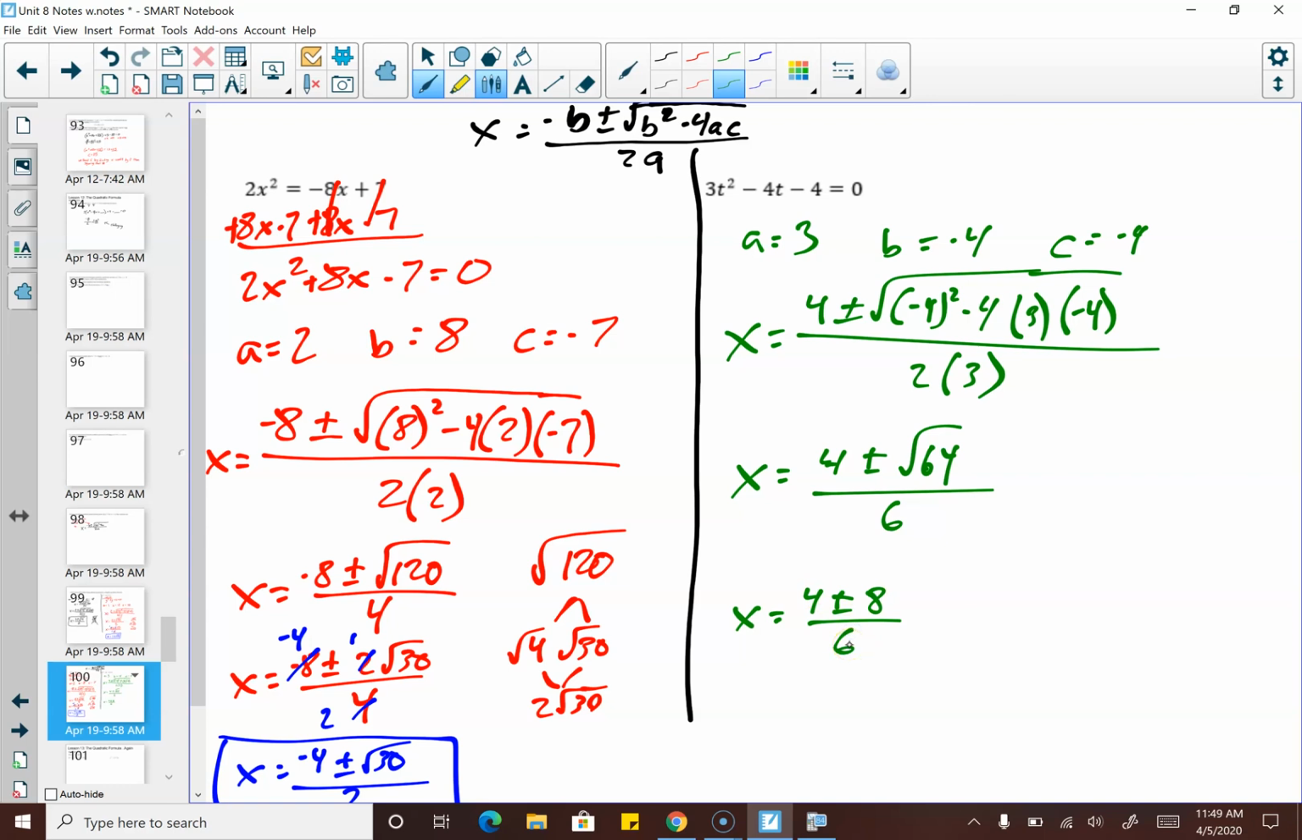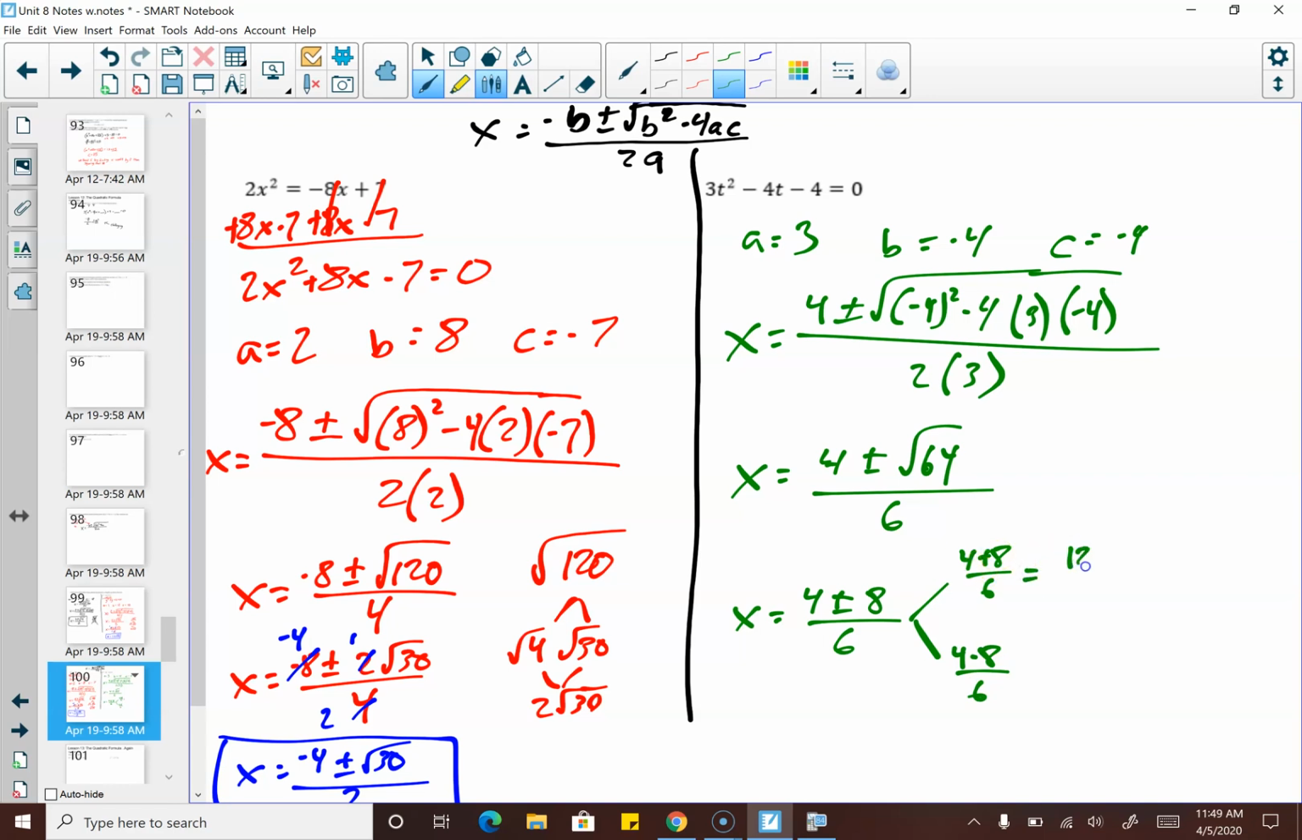Now, by the time we've gotten to this point, we've been kind of just circling our answers because they've all had radicals left in them. But since this one turned out to be nice, and what I mean by nice is there are no more square roots in them, we now are going to finish this off and get actual answers. Okay? 4 plus or minus 8 over 6, which means we need to do 4 plus 8 divided by 6, and 4 minus 8 divided by 6.